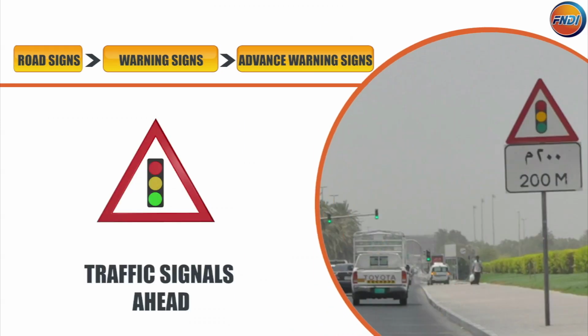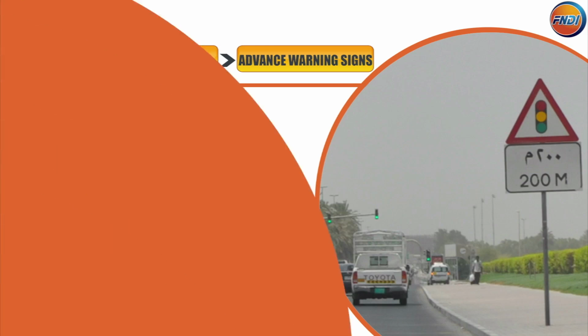Traffic signal ahead. This sign warns drivers that they are approaching a traffic light. This sign is usually used to warn of a new traffic signal ahead. Motorists must slow down, maintain lane discipline, position their vehicle according to their direction, and obey the traffic light.